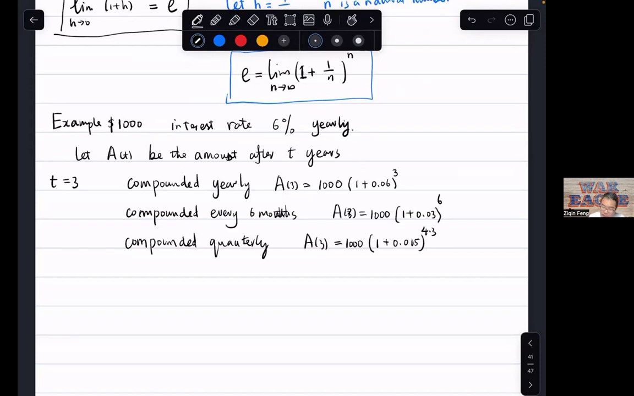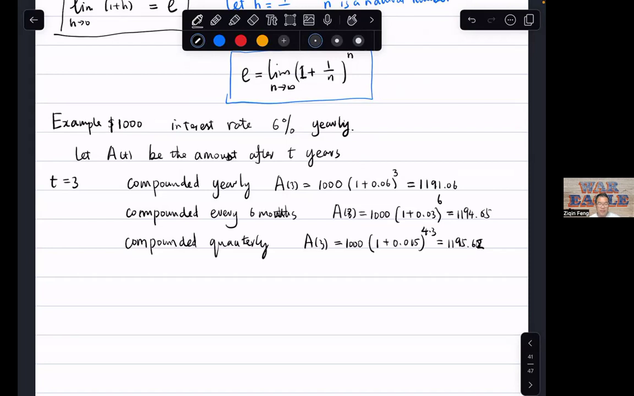And if you do the calculation, this is about 1191.06. This is about 1194.05. This is about 1195.6562, right? So basically if the interest rate is compounded differently, you have a different amount after however many years you put your money in the account, right? Okay.